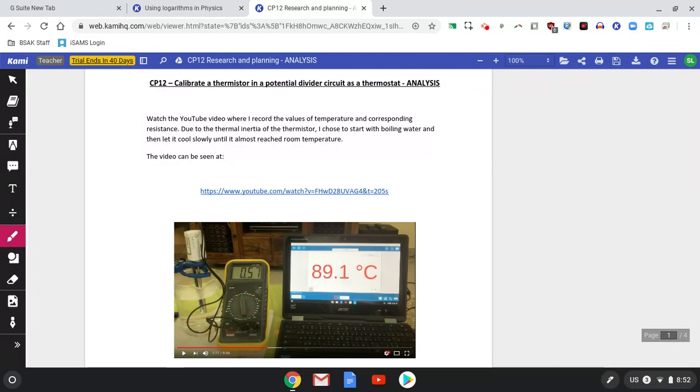Because don't forget, the main objective of this core prac is to fully calibrate a thermistor. So we want as much data over as big a range as possible. So anyway, this is the video I wanted you to analyze in the end.